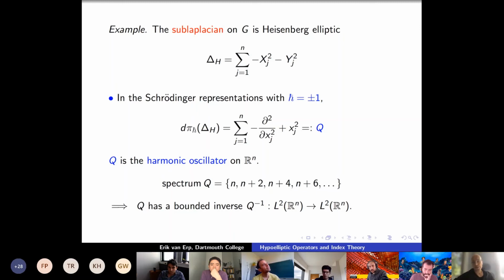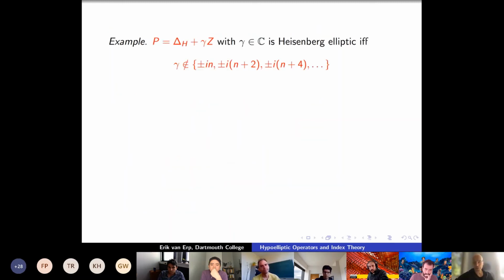Okay, so this is how it works for this operator, and then here's a slightly modified example. So we add a z term. So again, gamma here is some complex number. Now this is one of the strange features of the Heisenberg calculus. Here's the condition for this operator to be elliptic in this setting. And you see it's very odd looking. There's some very specific set of values. Of course, you can sort of see here this has something to do with the spectrum of the harmonic oscillator.